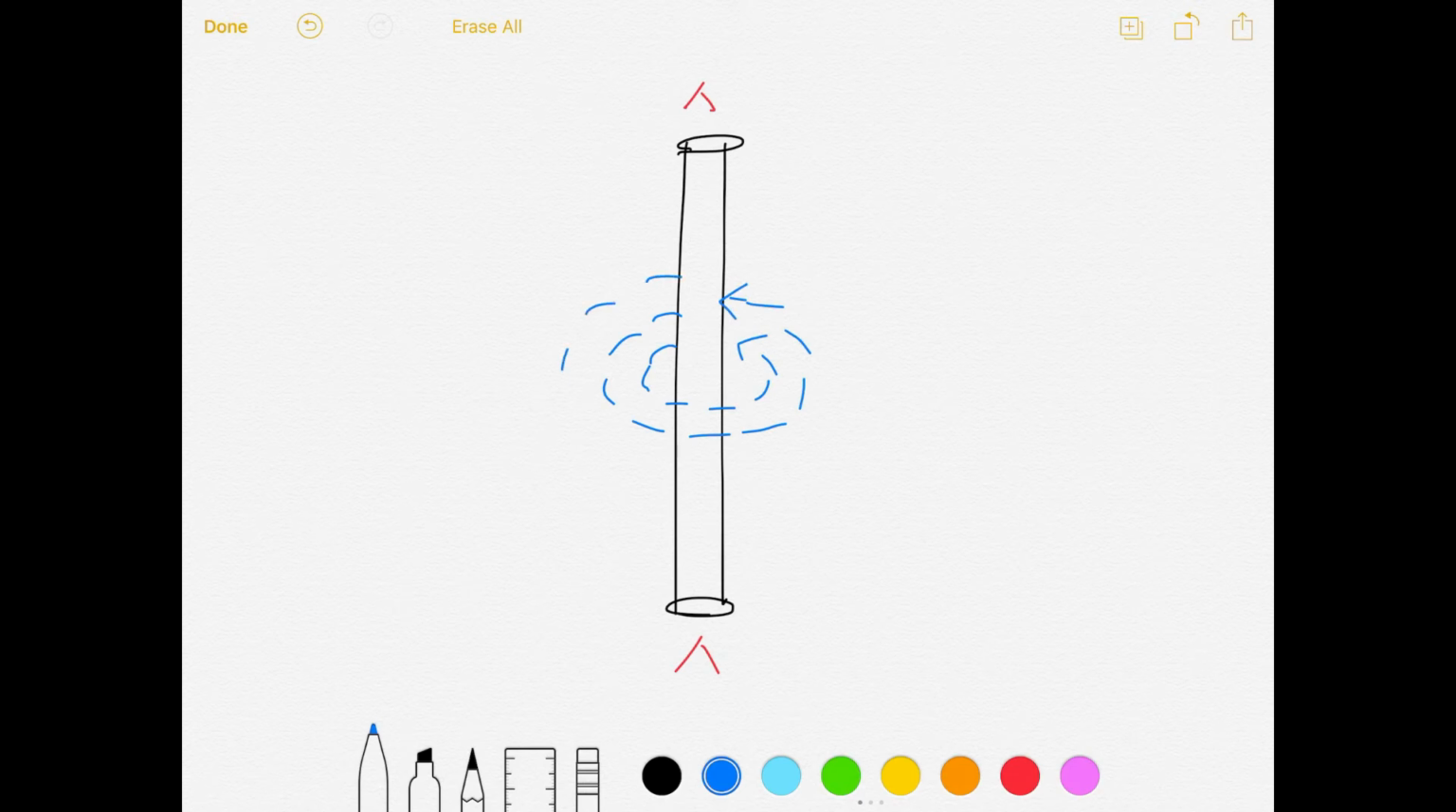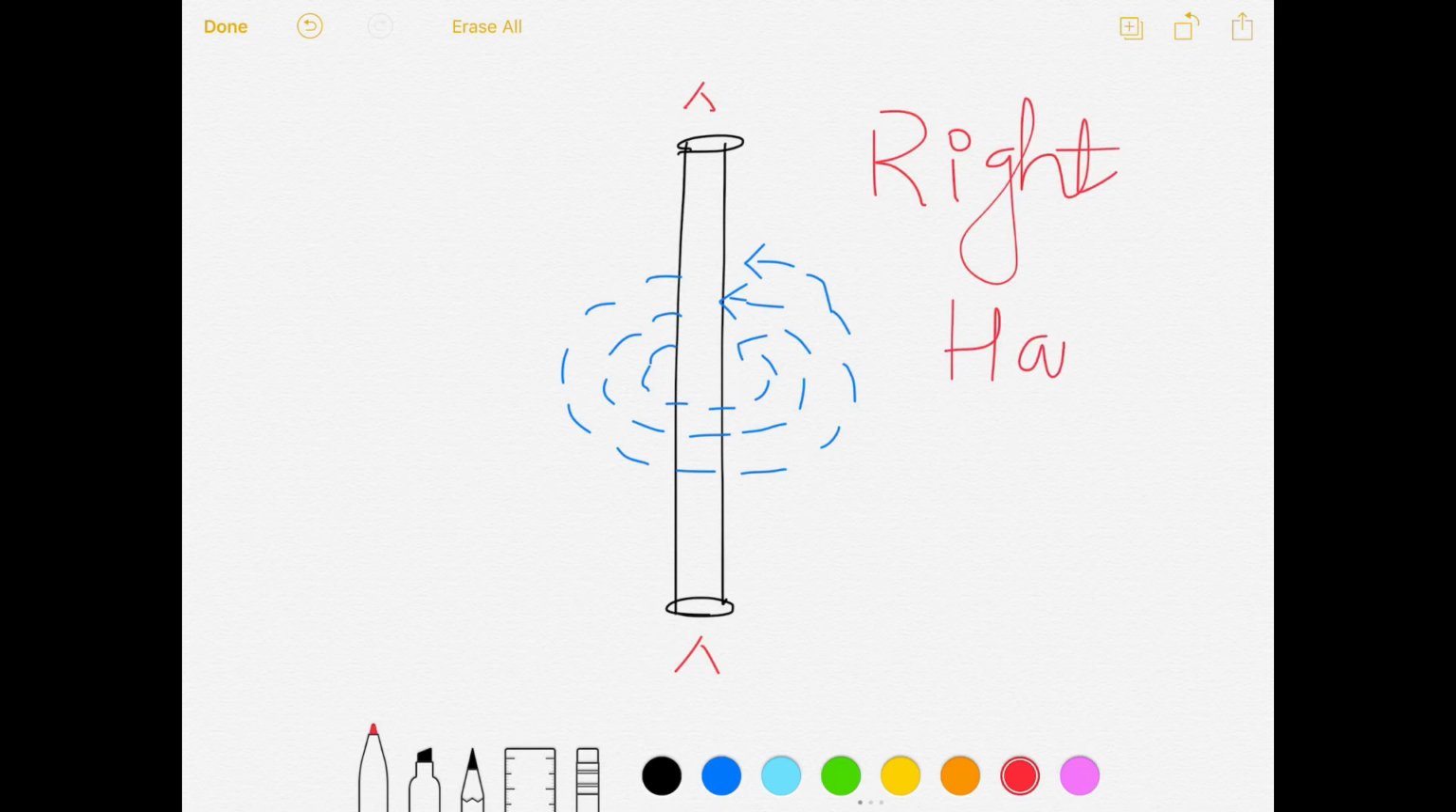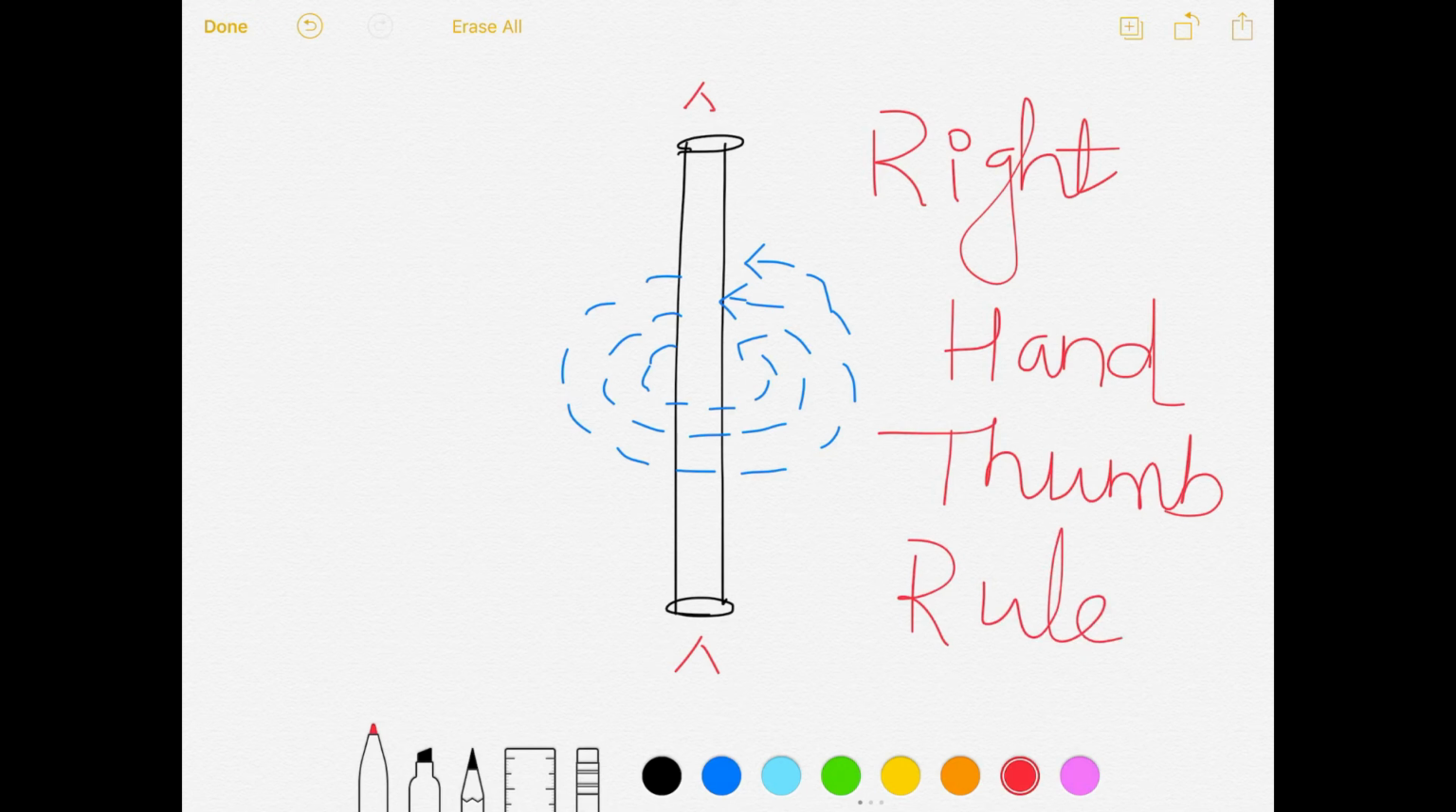Okay, you must also be seeing that I am showing an arrow at the end of the loop. Now how to decide that arrow and why am I showing that arrow? For that, we need to understand the right hand thumb rule. Because if you want to decide the direction of the magnetic field lines, you need to understand this.